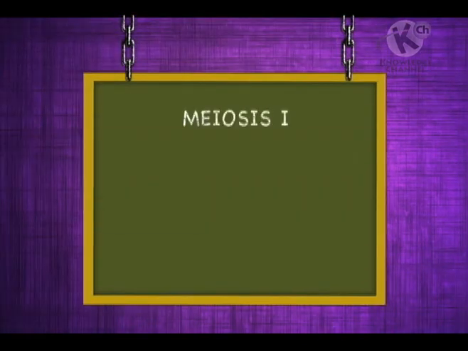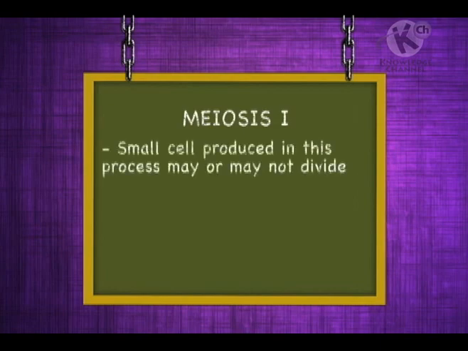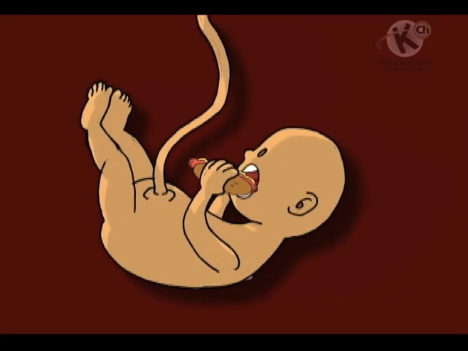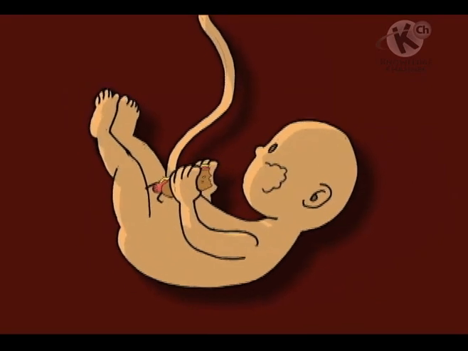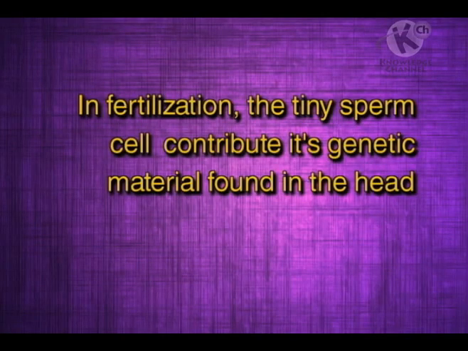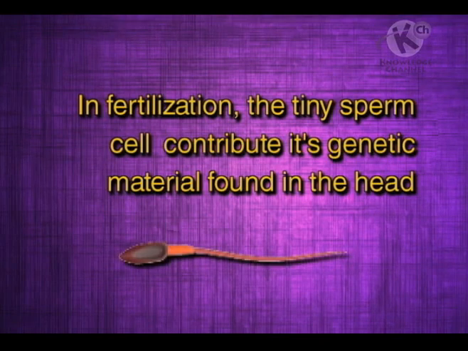The small cell produced from meiosis 1 may or may not divide. If it does, 2 small cells are produced. The big cell becomes the egg cell and the small cells disintegrate. The egg cell contains a lot of stored food which is used by the growing embryo at the start of its development. In fertilization, the tiny sperm cell only contributes its genetic material found in the head.